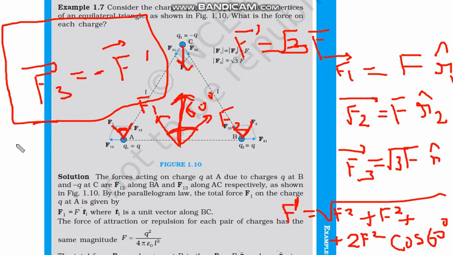So here we have seen that F1 is equal to F, F2 is equal to F as well. This F3 is root 3 F. When we calculated the resultant of F1 and F2, the angle between them was 60 degree and the resultant was equal to F3 in magnitude but opposite in direction, which will cancel out. Hence, it has been proved that the vector sum of all three forces F1, F2 and F3 is 0, which is consistent with Newton's third law.